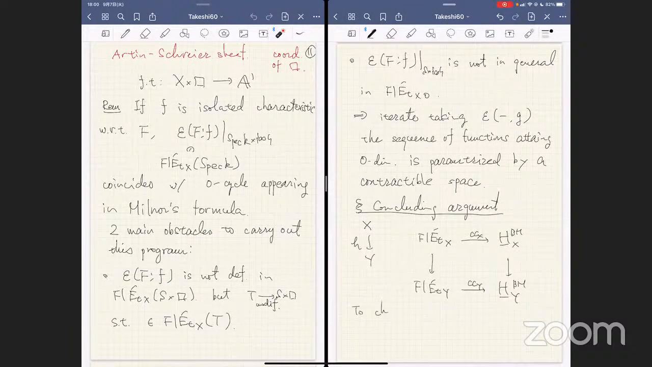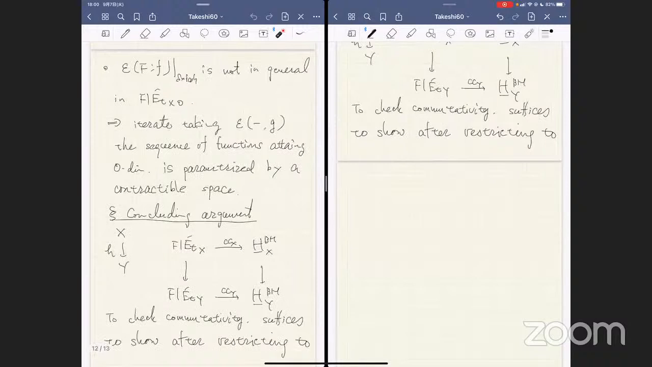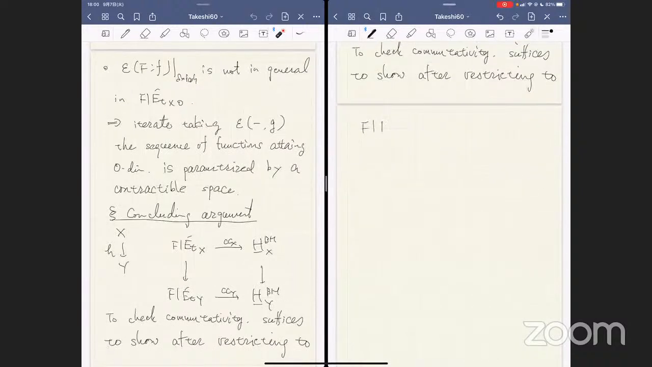commutativity suffices to show, after restricting to this FL at X naught. This is just a property of the trace map.